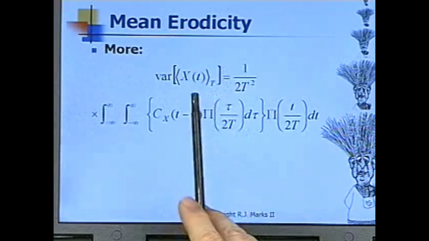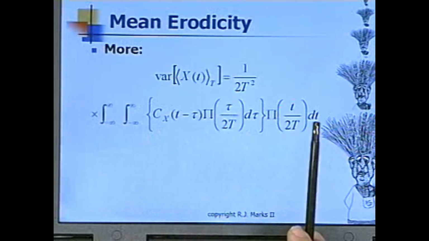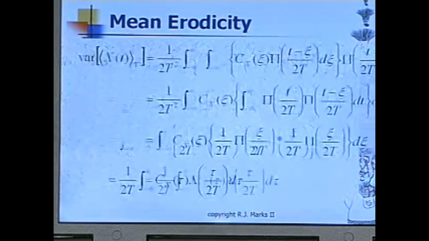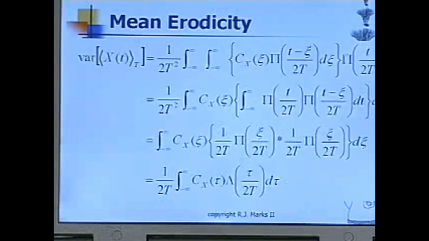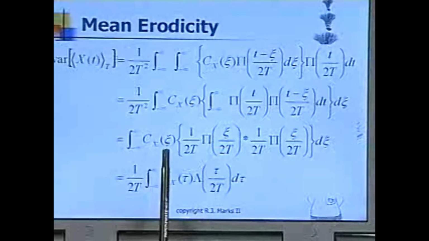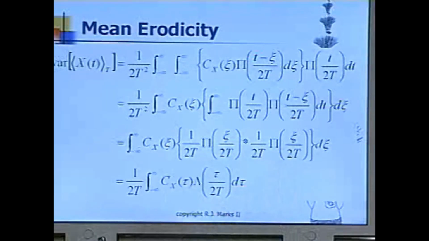I'm going to first of all express my variance in this fashion, which is just a rearrangement of the previous integral. Then I'll make a variable substitution, c is equal to t minus tau. In doing so, I get more stuff. What I get is that the variance is equal to, and here's the interesting expression, c_x of tau times a rectangle convolved with a rectangle. What's a rectangle convolved with a rectangle? It's a triangle, right? And indeed, this is the result that we have, that the variance is equal to the autocovariance times a triangle function d tau normalized by a 1 over 2t here.